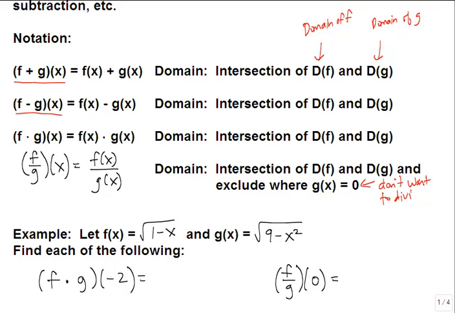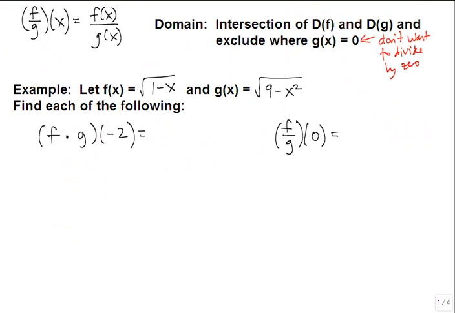So let's try a couple of examples. For this first example, we're going to let our function f be the square root of 1 minus x, and we're going to let g of x be the square root of 9 minus x squared. So first, let's just practice evaluating these two functions. So we want to evaluate f times g at -2. And you have to remember that this notation means take f at -2, take g of -2, and just multiply those two results together. So how do we find f of -2?